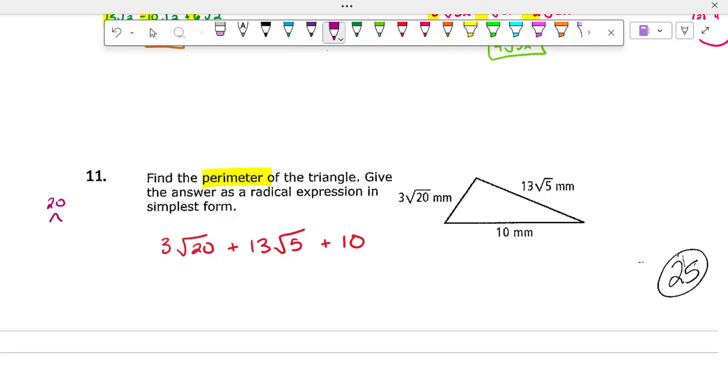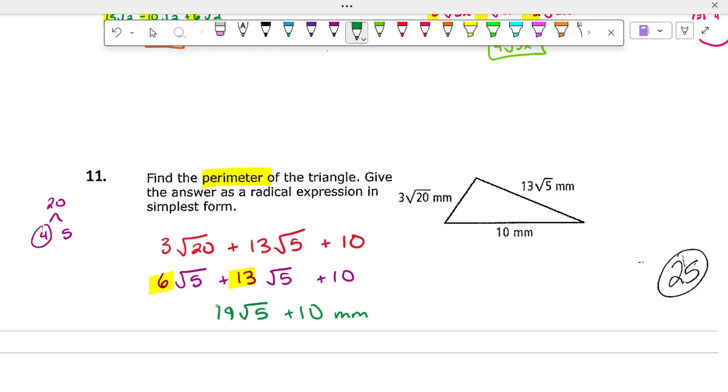So the 10 is probably going to be left alone because it doesn't even have a radical. But which radical do you think I could simplify to try and see if it matches the other radical? 20. So what is 20? What's the perfect square in it? 4 and 5. 4 is the perfect square, so what gets pulled out? 2. So I have 3 times 2, which is 6. So 6 square root 5 plus 13 square root 5 plus 10. We can only combine the first two. This will be 19 square root 5 plus 10 millimeters. And we can just leave it like that.